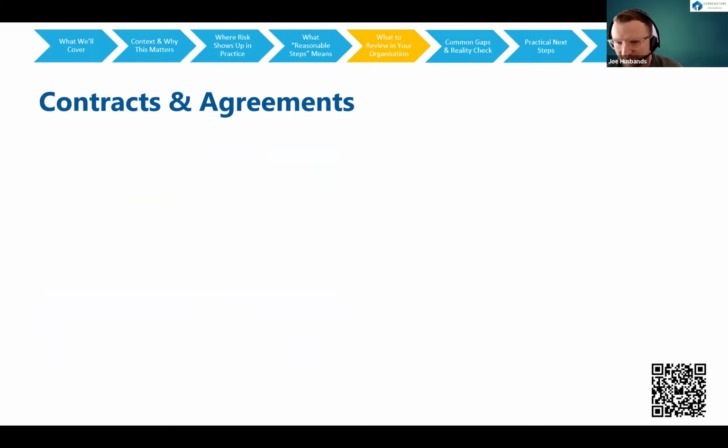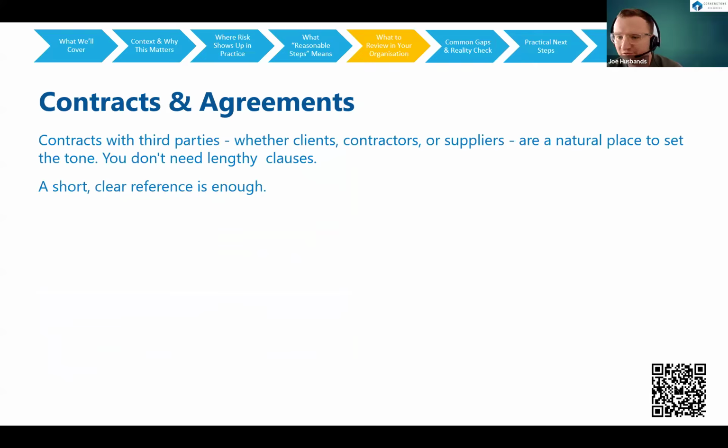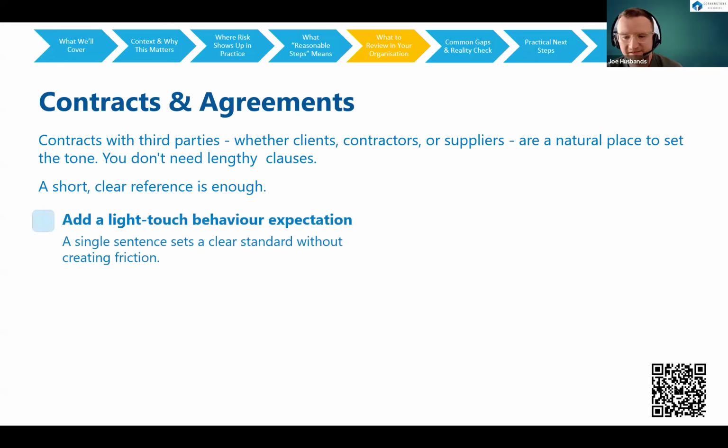These are the four areas we'd suggest focusing on first, starting with contracts and agreements. These are really simple but often overlooked places to set expectations. Most contracts focus on what someone is there to do, what they'll deliver, how the relationship works commercially, but they don't always say anything about behavior, and this is where a small addition can make a big difference. A short, clear expectation's enough.